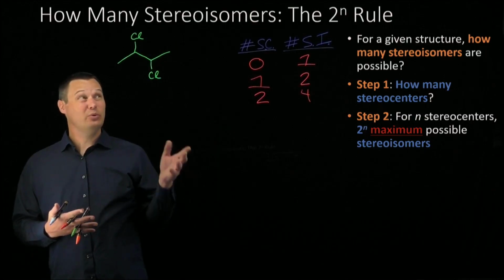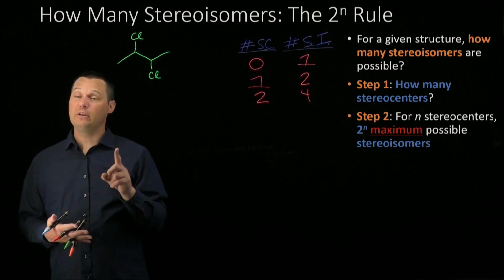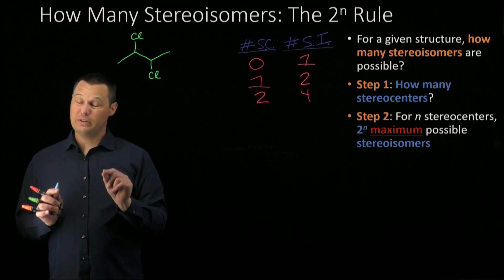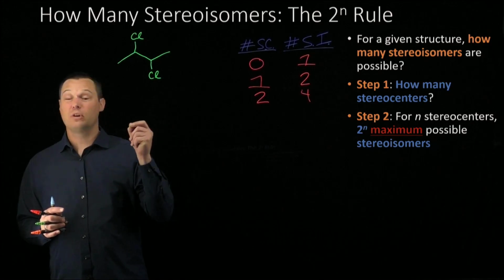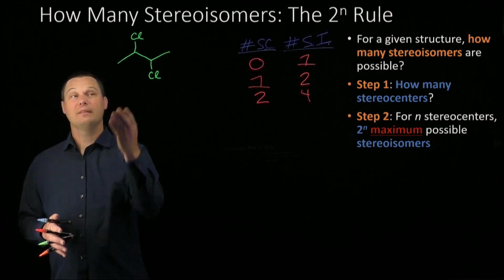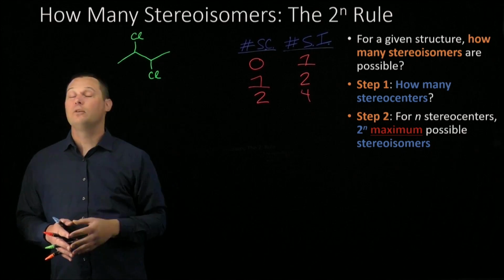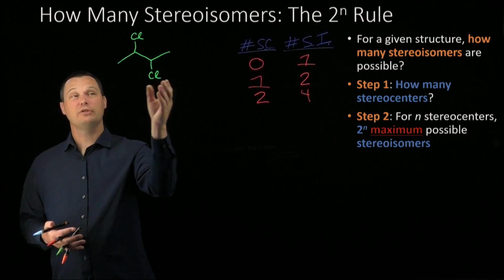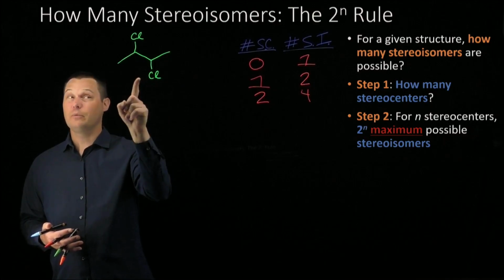This 2 to the n rule is incredibly powerful and very useful. You might even be able to predict the next row of our table. But the rule is only useful if you understand what the word maximum means and factor in the limitations of chemical structures. This molecule does not follow our pattern. Let's see if we can figure out why and what it is about this structure that we could see right from the beginning that would tell us to watch out.